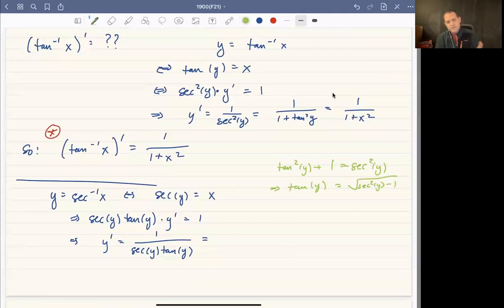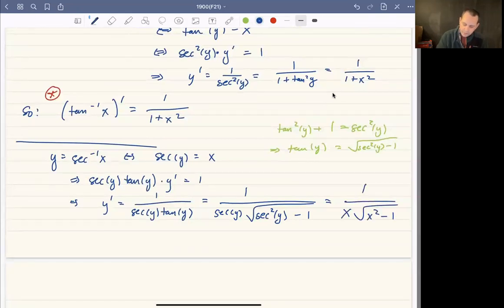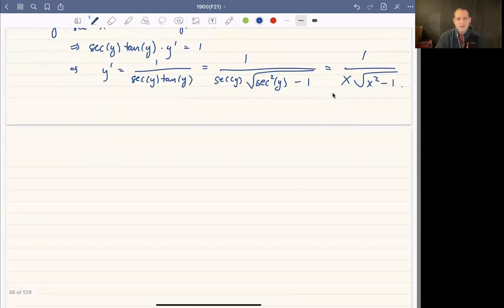Again, I didn't go over the details here, but the restriction of inverse secant, the domain that we chose, is exactly where tangent is positive. And so we can take square roots, everything's fine. Okay, and so tangent of y is the square root of secant squared minus 1. And so altogether, this is 1 over secant of y times the square root of secant of y all squared minus 1. And so if I write that in terms of x, that's 1 over x times the square root of x squared minus 1. And these are just 3 derivatives that we need to memorize.